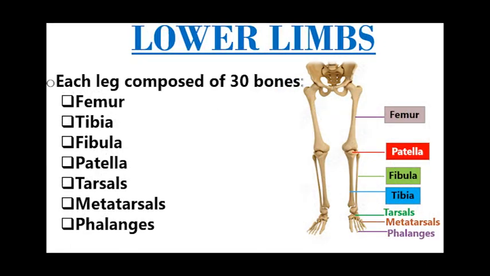Then coming to the lower limbs, each leg is composed of 30 bones which comprises femur, tibia, fibula, patella, tarsals, metatarsals and phalanges. There is 2 femur, one on each side. It is the large bone of the upper leg. Tibia is the main bone of the lower leg which can be found on each leg. Fibula is the second bone in the lower leg found in the outer leg region. Patella is also known as kneecap.